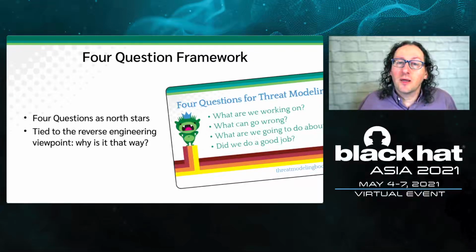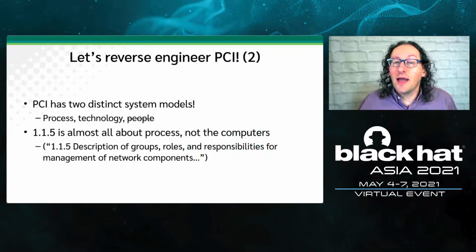What I realized when I was doing that is PCI has 2 distinct system models. It has a model of process, it has a model of technology. It doesn't really seem to have much of a model of people, separate from the process that they're executing. And that's an interesting sort of thing when we talk about people's exhaustion with the process. But 115 turns out to be all about the process, right? We have a description of the group's roles and responsibilities that we're looking at.